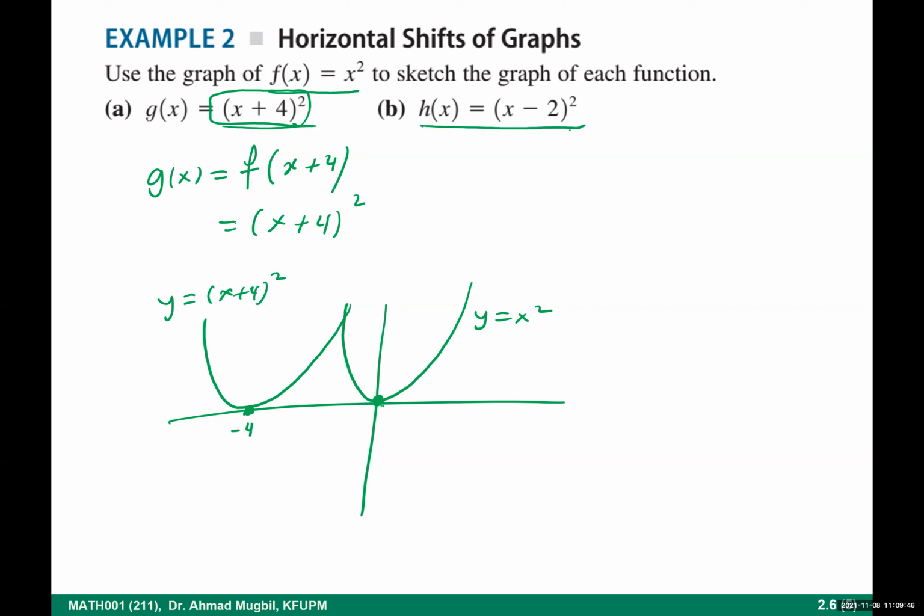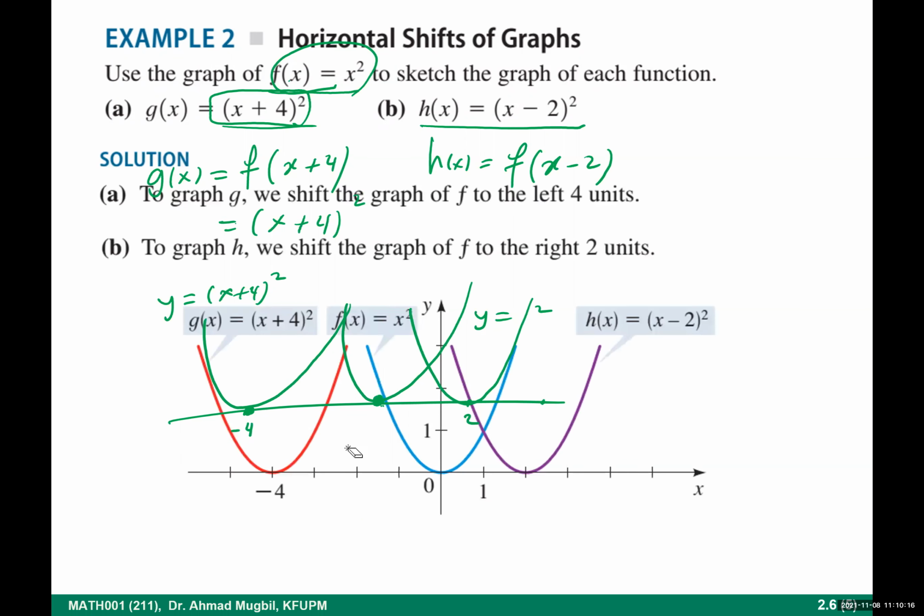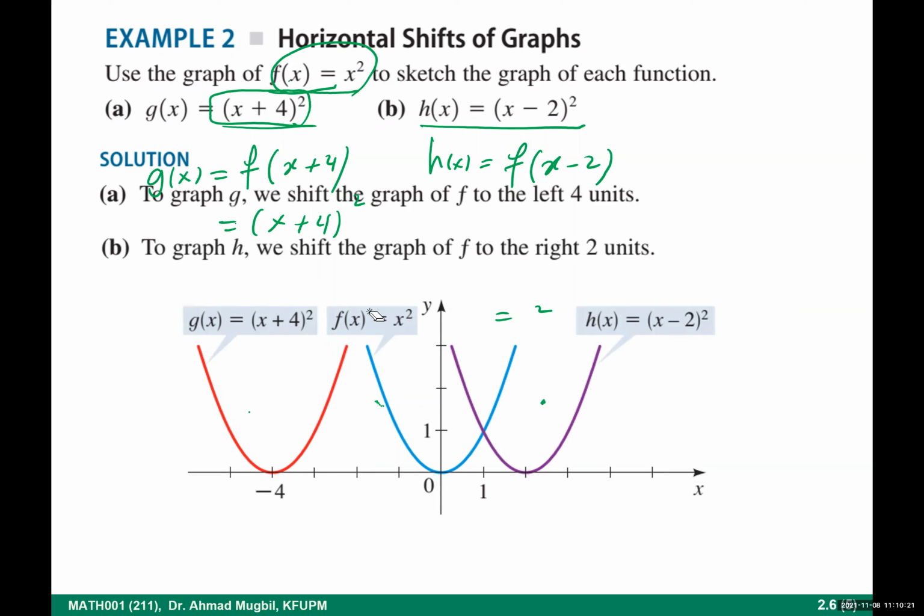Similarly here, h of x is indeed f of x minus 2. Just go back here and replace x by x minus 2. The graph of h is obtained from the graph of f by shifting the graph of f 2 units to the right. So the graph of this function will be here, the vertex will be at 2. I think we have them here in a better way. These are the three graphs, the graph of f and the graph of g and h.